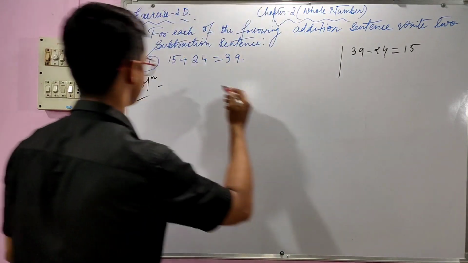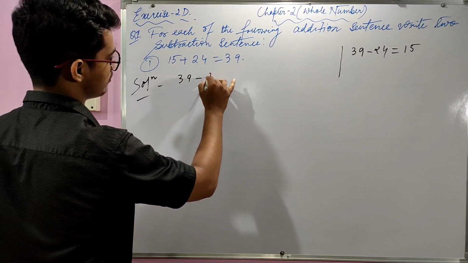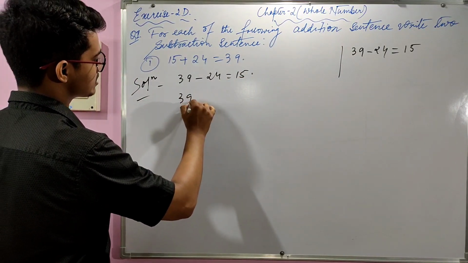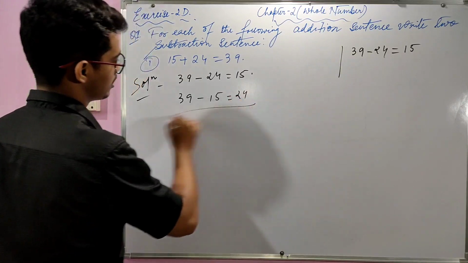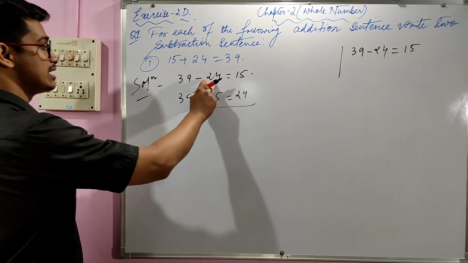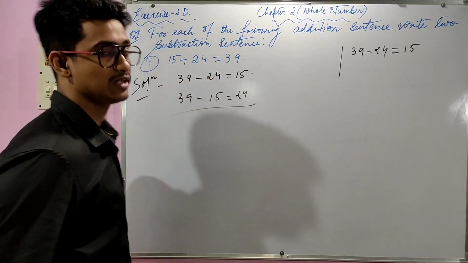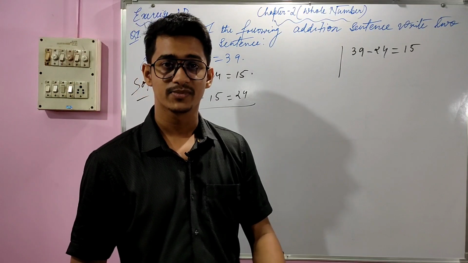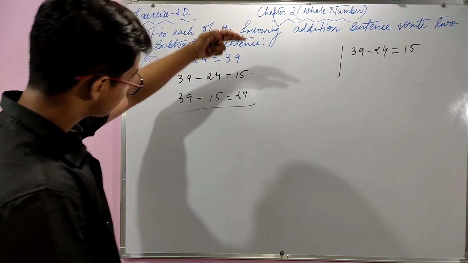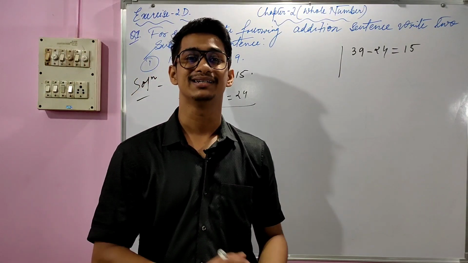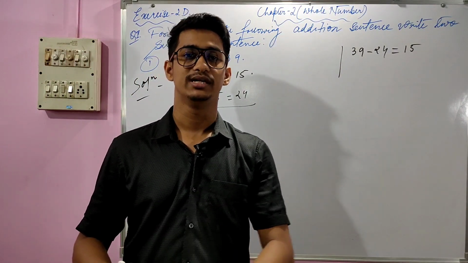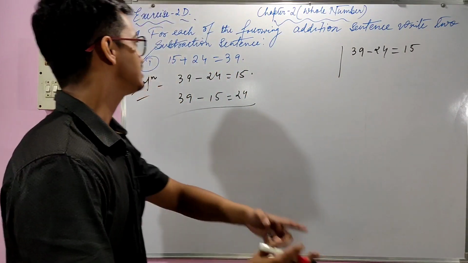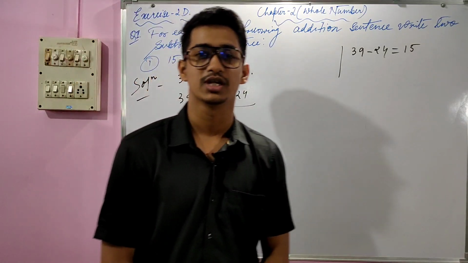And what will be the second sentence? I just write over here, 39 minus 24 equals 15. That is the first sentence. And the second sentence will be again 39 minus 15 equals 24, right? These are the two sentences. 24 is subtracted from 39, which will give you 15, and from 39, 15 is being subtracted, so that the result will be 24. All three sentences are absolutely the same, but one is denoting an addition sentence and the other two are denoting subtraction sentences. So this is the answer of exercise 2D, question number 1.